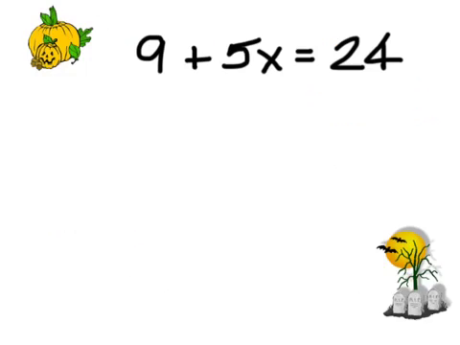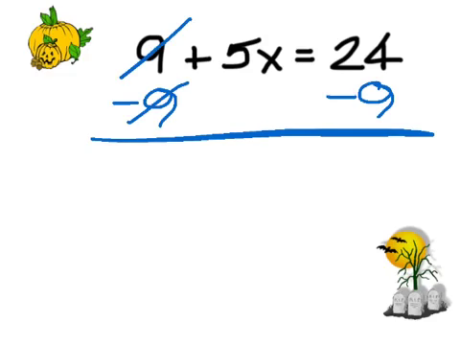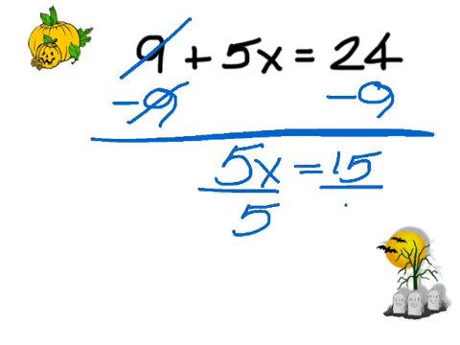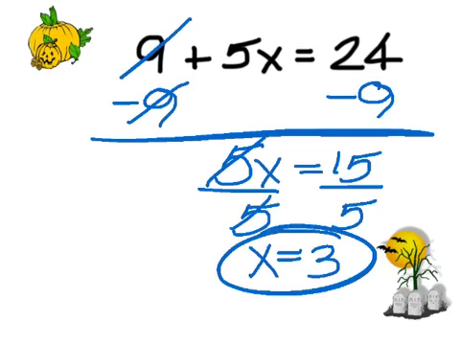Practice number 5. Subtract 9 from both sides. These cancel. You're left with 5x equals 15. Divide both sides by 5, and you get an answer of 3.